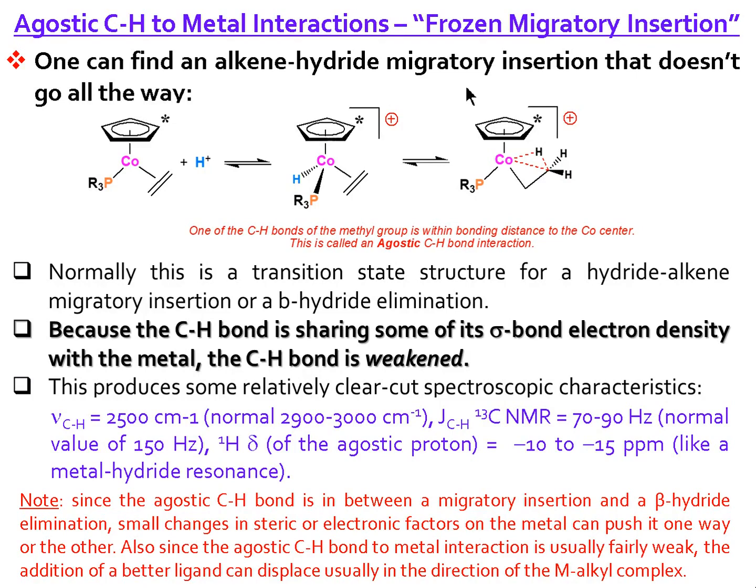Agostic C-H to metal interaction, known as the frozen migratory insertion. One can find an alkene hydride migratory insertion that does not go all the way. For example, in this complex of cobalt, we add H+, we obtain a cobalt hydride, and initially we have a cobalt alkene. The anionic hydride and the neutral alkene are in cis position, so the hydride will do migratory insertion on the alkene to form a cobalt alkyl. And the alkyl has hydrogen in beta position, so the reaction will shift backward by a beta elimination reaction.